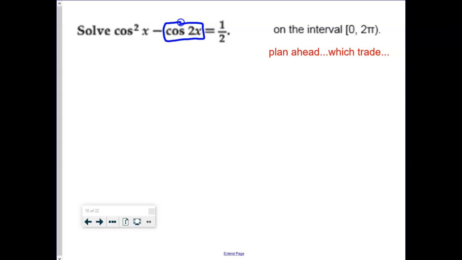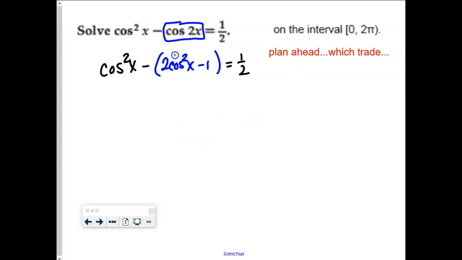So wouldn't it be smart if I used that last trade? Because then I'd have all cosine squares and that's it. So I'm going to trade this guy out for the 2 cosine squared minus 1. They want me to use x's, by the way, instead of thetas. Everything else in the equation has stayed the same, including this negative that you have to distribute.